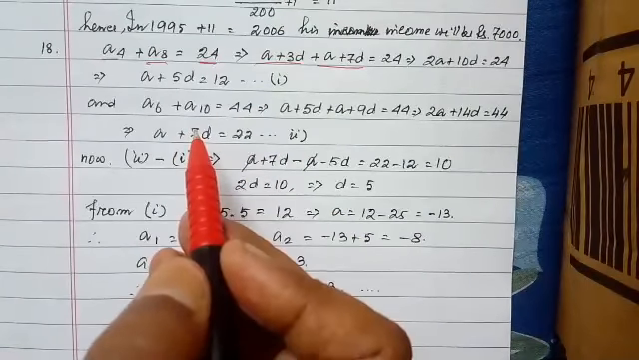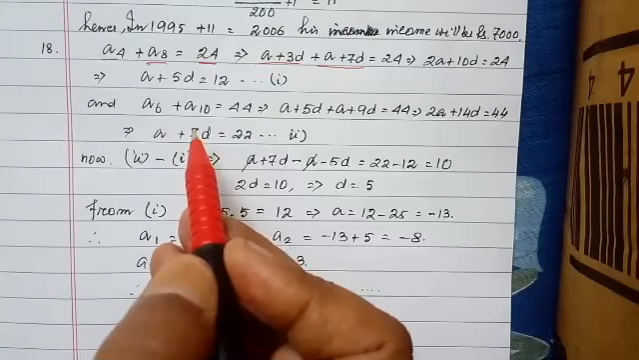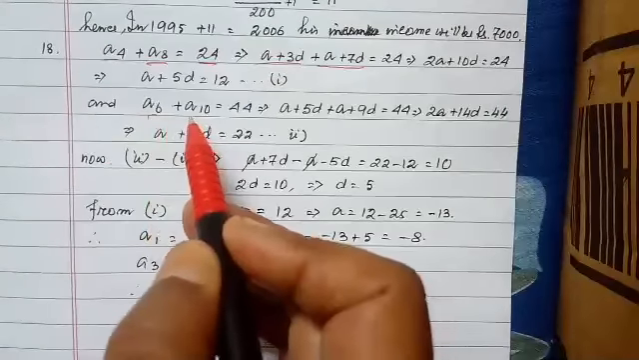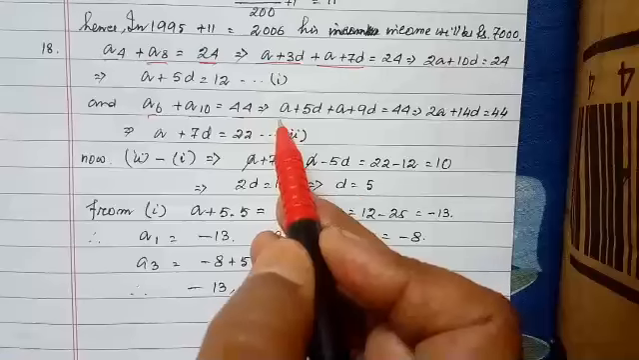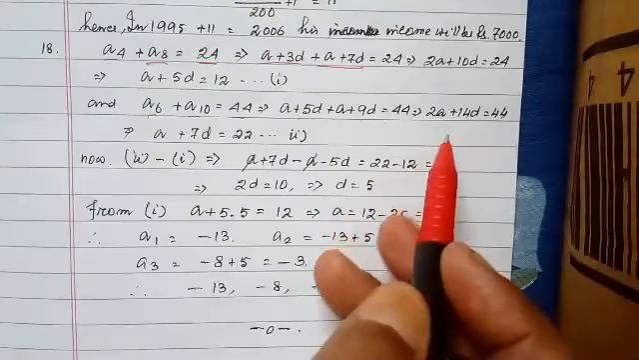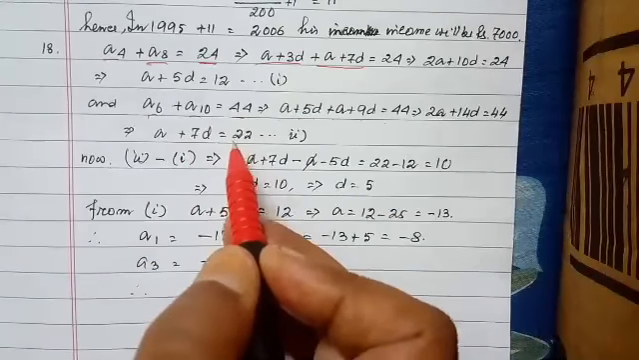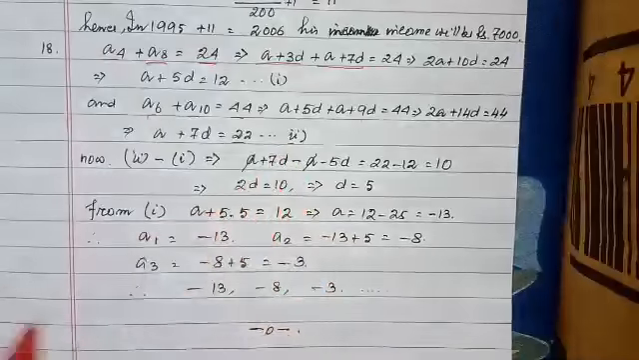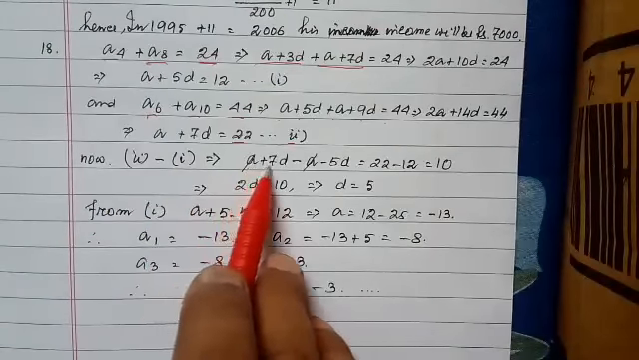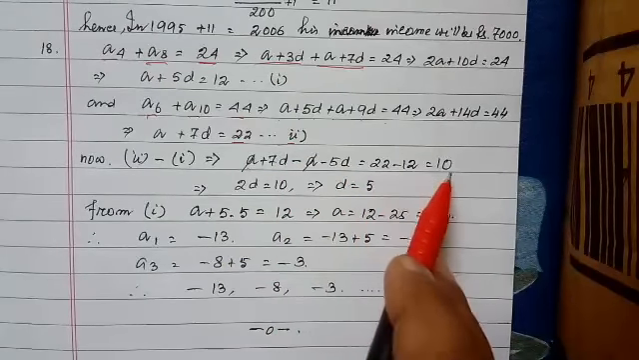Next, what condition are we given? The sum of the 6th term and 10th term is equal to 44. That is a6 plus a10 is equal to 44. That is a plus 5d plus a plus 9d is equal to 44. That is 2a plus 14d is equal to 44. That is a plus 7d is equal to 22. Let us mark this as equation 2. Now equation 2 minus equation 1 implies a plus 7d minus a minus 5d is equal to 22 minus 12, that is 10.